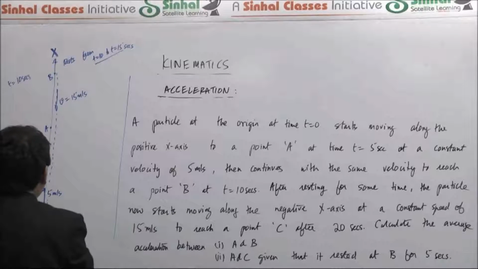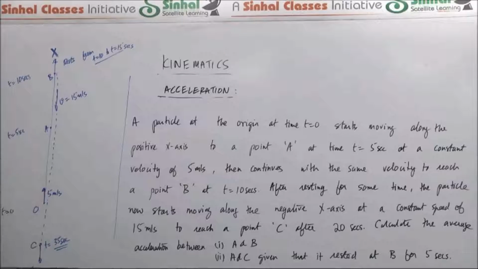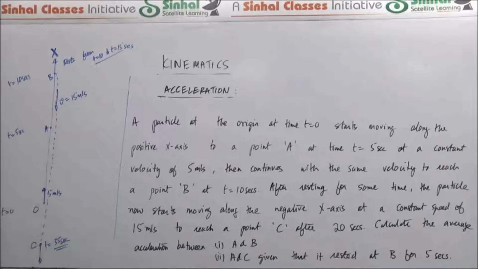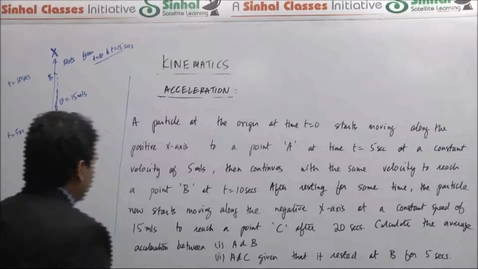So let's say C would be somewhere here. Reach here at 35 seconds. Why 35 seconds? Because from B to C, once it starts moving, it takes 20 seconds. It starts moving from B at 15 seconds because the rest is for 5 seconds. So it would reach C at 15 plus 20, or 35 seconds.